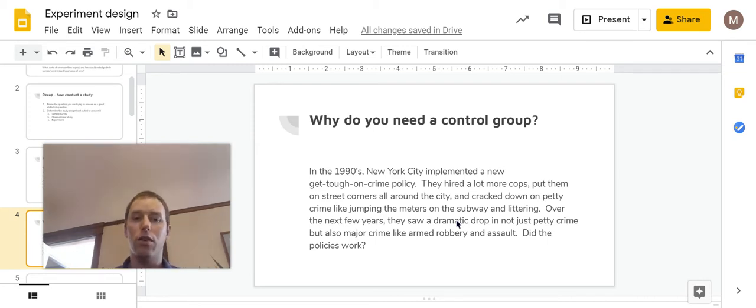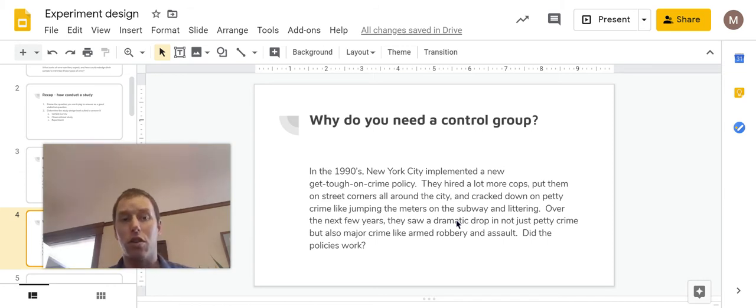Over the next few years, not only did petty crime drop, which you'd expect, but armed robbery, assault, other major crimes like that dropped as well. Their theory was that the person who jumps over a turnstile today is going to be the person who does an armed robbery tomorrow. Certainly seemed like the policies worked, but there's no control group. They're just looking at New York City.